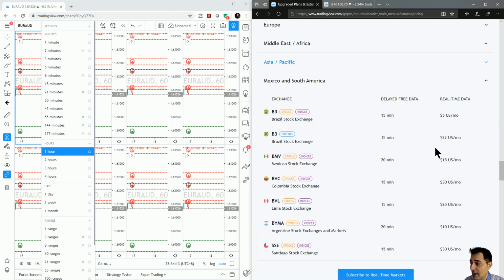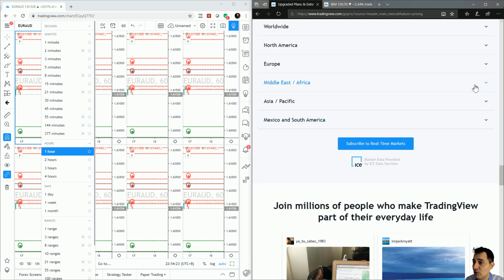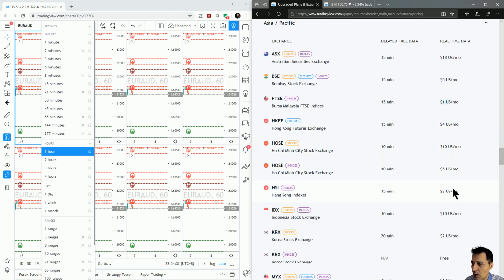And by the way, I skipped this. I didn't do it too quick, but we are talking about $5, $15, $22, $30. Some exchanges are more expensive than others, depending on the amount of traders they want to attract. Asia is normally pretty affordable. You want to trade in Malaysia, $1 per share. Okay, emerging markets. You want to trade China? Well, that actually would be Hong Kong, $3. Okay, you want to trade Korea, $2.